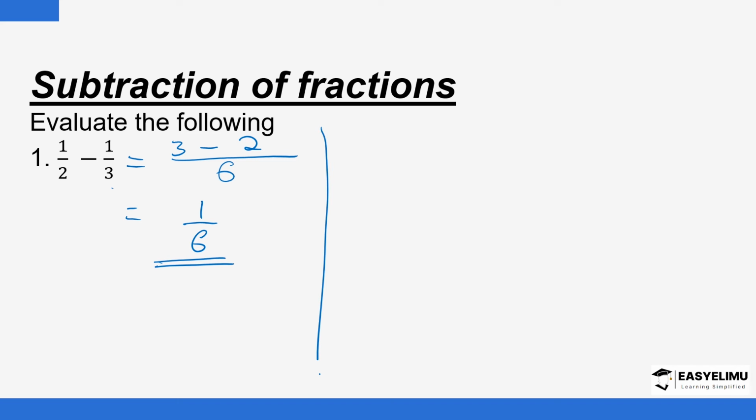Now, alternatively, let me call it case 2. This is just an alternative approach. We have 1 over 2, and then we are subtracting 1 over 3. You can use cross multiplication just like we did in addition of fractions. Remember, I said you can definitely check that from our previous videos on addition of fractions. You'll be able to see how that is done.